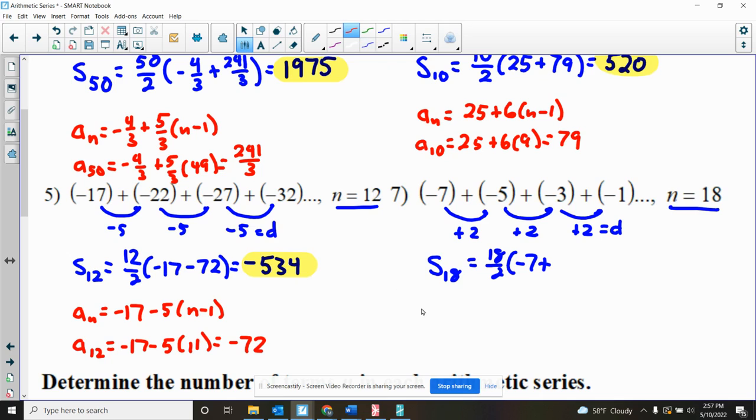Let's figure out what that last term is. We've got a1 plus the common difference times n minus 1. I'm looking for the 18th term. 18 minus 1 would be 17. So this should end up being, I think, a 27.